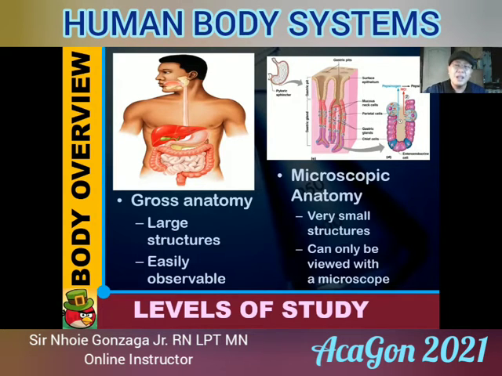On the contrary, microscopic anatomy, this one, okay, is the study of very small structures, oftentimes cannot be seen by the unaided human eye. I will say unaided human eye, by the eyes alone, without the help of the microscope or the binoculars. So oftentimes you can see the structures only with the use of a microscope. So an example of this is the human cell. So this is gross anatomy. This is microscopic anatomy.